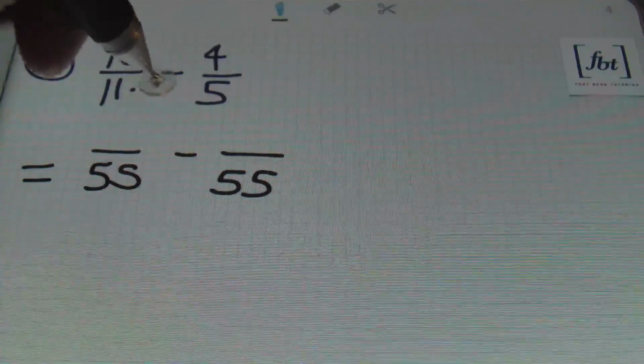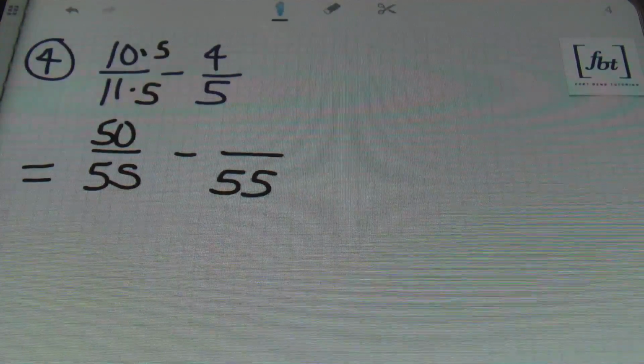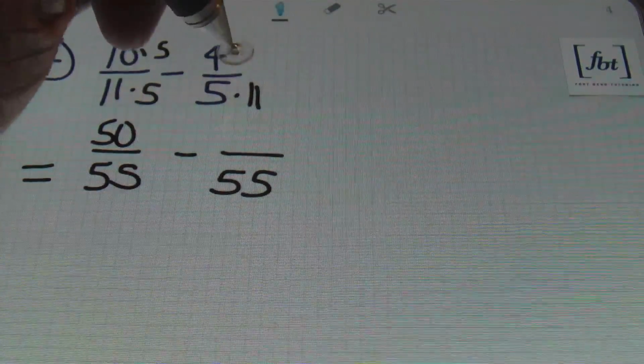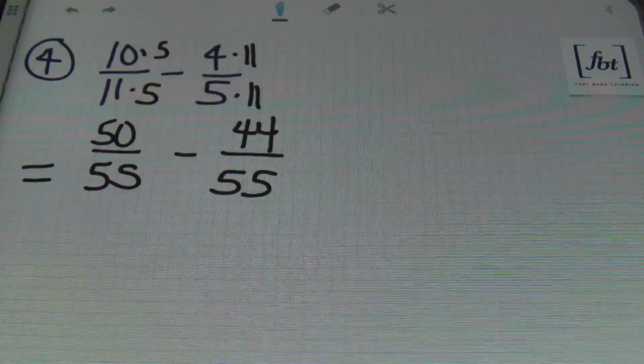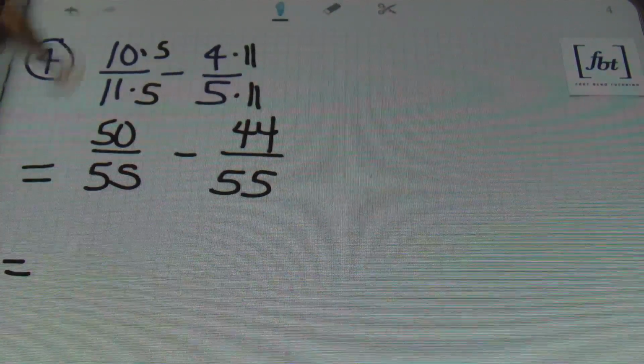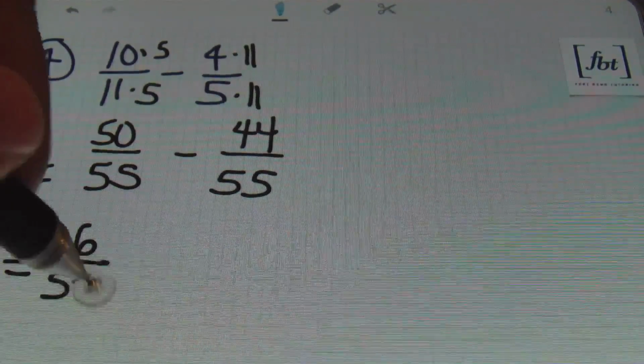So 11 times 5 is 55, and 10 times 5 gives me 50. 5 was multiplied 11 times to get 55, so I'll need to multiply 4 times 11 as well. And 4 times 11 gives me 44. Next, we'll go ahead and subtract. 50 minus 44 gives me 6 over 55.